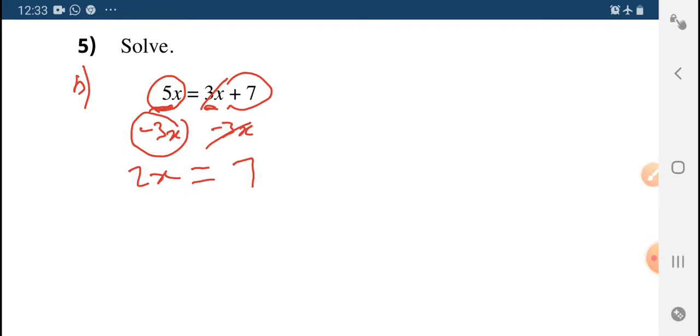How do I find the x now? By itself, I have to get rid of the times 2 here. So how do you get rid of times 2? Remember, 2x means 2 times x. So we need to get rid of this times 2. Remember, this is the same as saying x times 2.